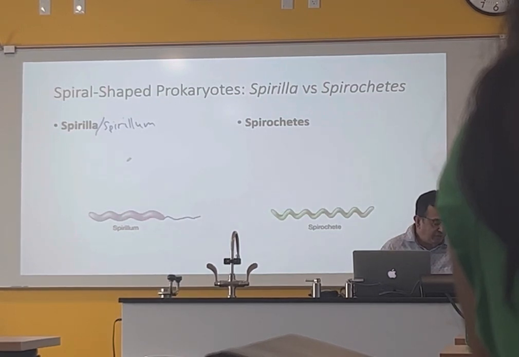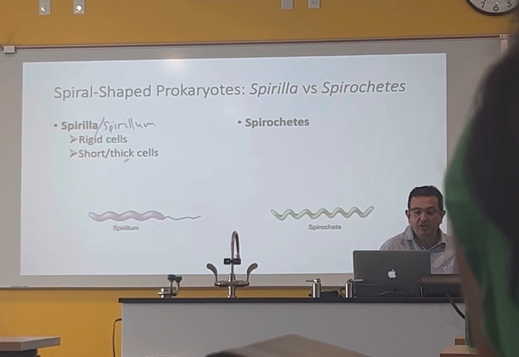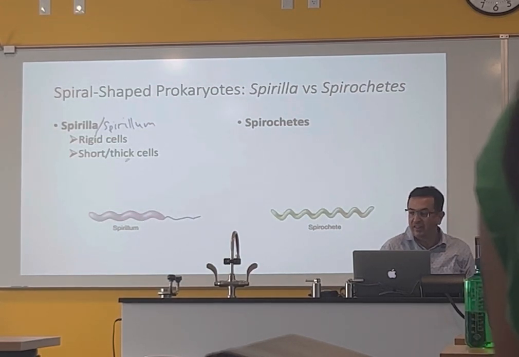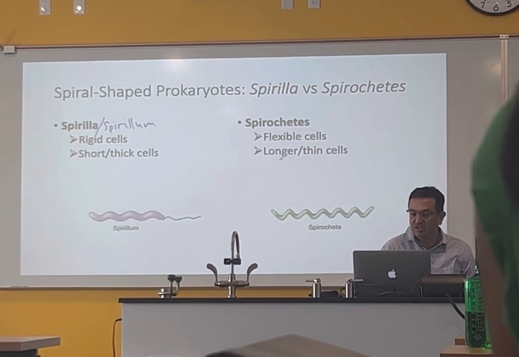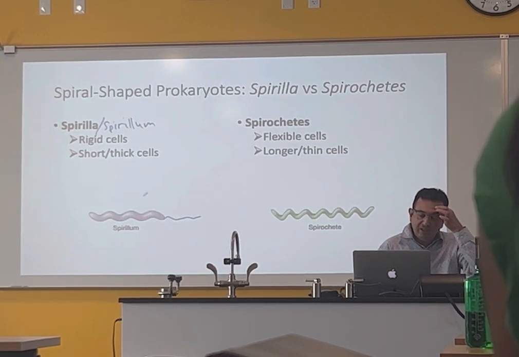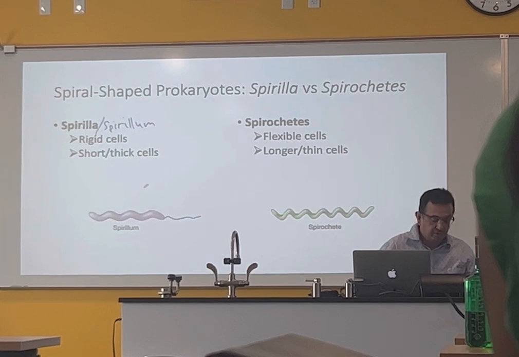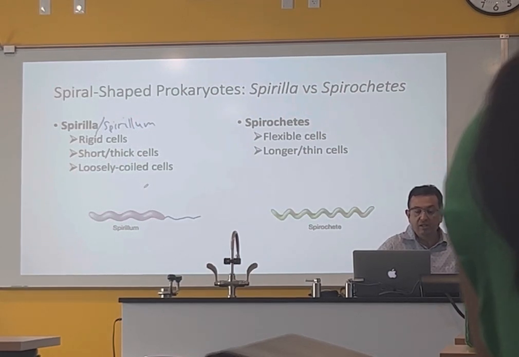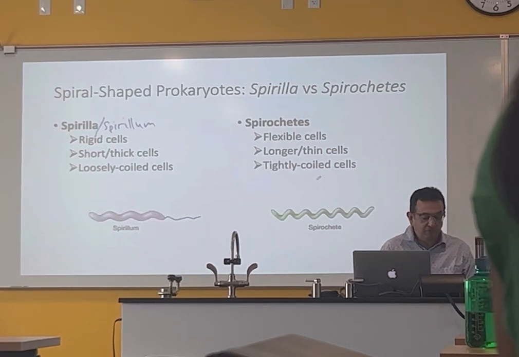So let's compare and contrast these two in terms of characteristics. The spirilla, this one down here, is more of a rigid type of cell, and they're short, thick, curved, coiled cells. And that's the opposite here. Spirochetes are more flexible, and they're just skinny, long and thin cells. So they purposely drew this one thicker to show you that they are thicker and short. In terms of how much coil they have, the spirilla is described as loosely coiled, but the spirochete is more of a tightly coiled type of cell.